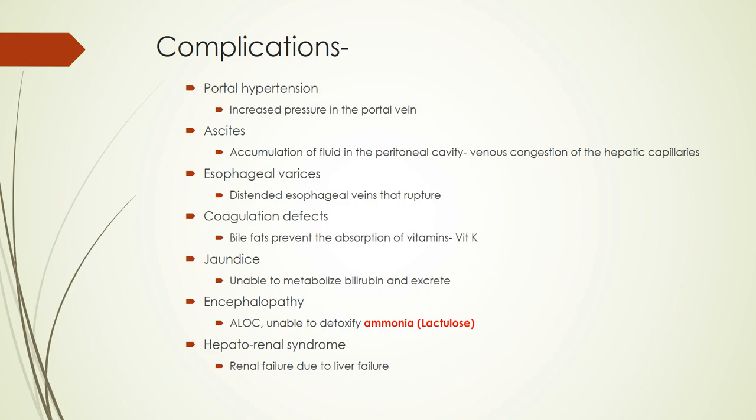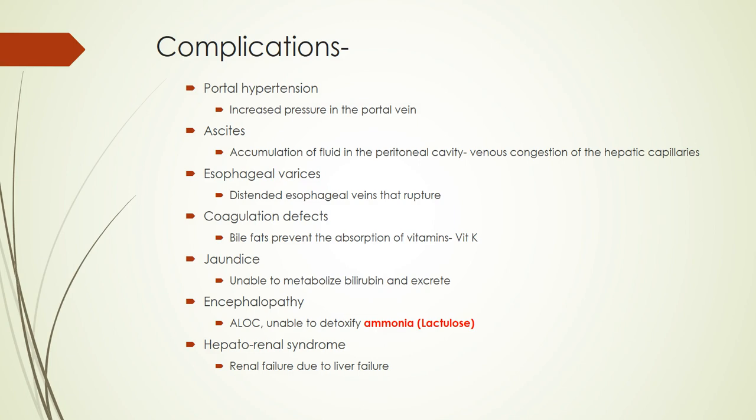We have coagulation defects. Bile fats prevent the absorption of vitamin K. Again, your liver is what's going to control the clotting factors of your blood. With jaundice, you're unable to metabolize bilirubin and excrete it, and that will actually build up and circulate in the system, which causes your skin to become yellow. I've actually seen patients that were so bad that they practically glowed in the dark. That's how yellow they were.